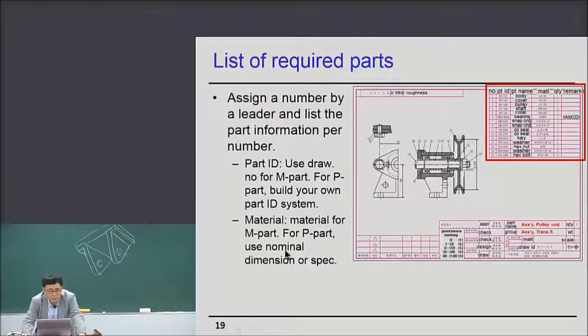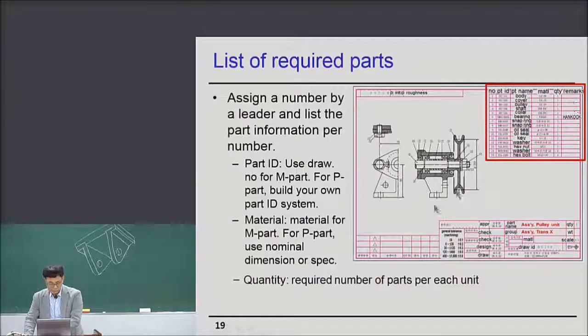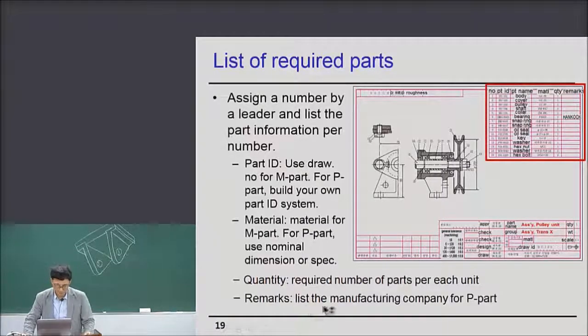For the purchased part, use nominal dimensions over specification. So for the bearing, in the column of material, the number 6003 is listed, which is the specification of this bearing of the Hankook company. Okay. So in remarks, quantity required is the number of parts for each unit, and remarks may list the manufacturing company for the purchased part. Hankook.